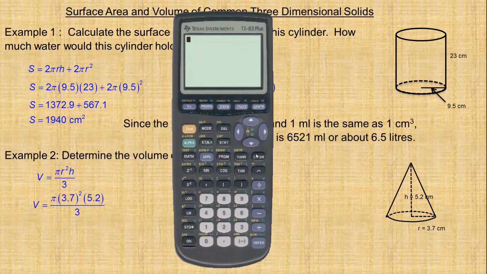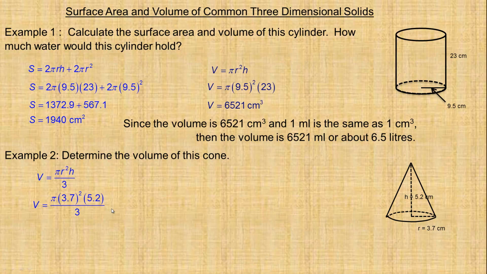And so back to the calculator again. So in the numerator on top, pi times 3.7 squared times the 5.2. So that's what's on top, and then of course we're going to divide that by 3. So we'll take that 223.6 and divide it by 3, and so we get about 74.5.